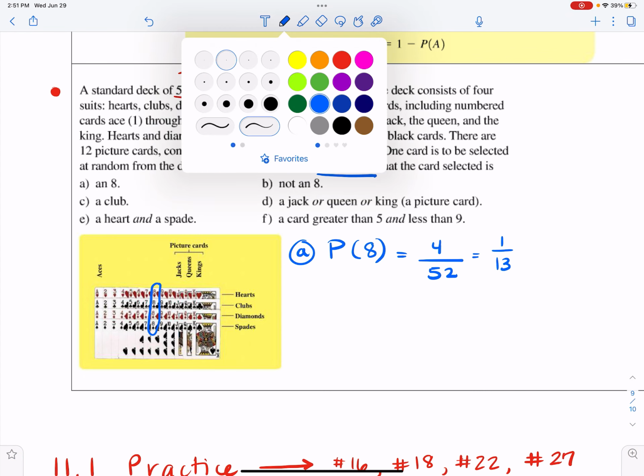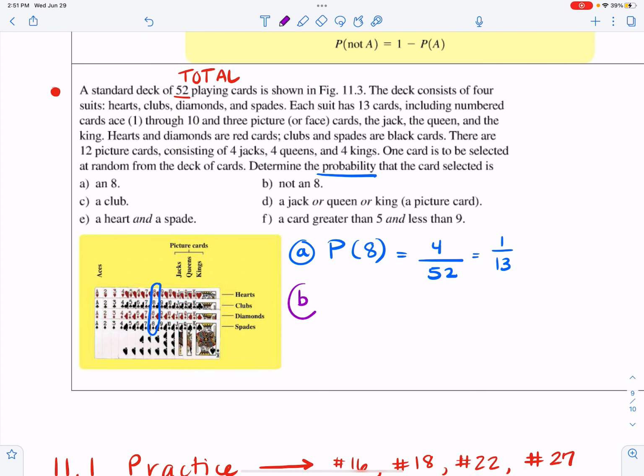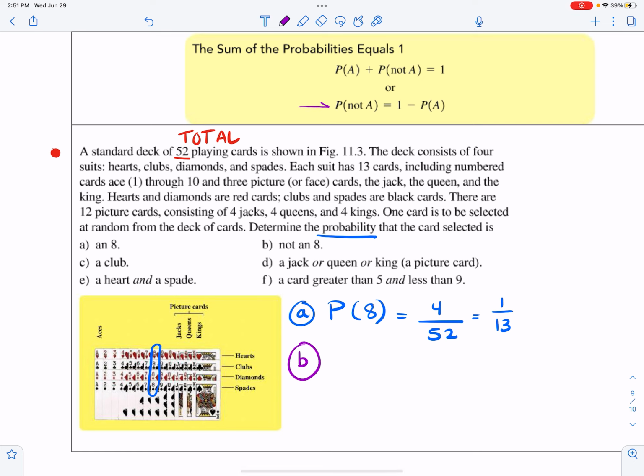All right, now part B here shows you a little special case, and this is something that's also discussed right here. When the word not is in front of an event, this is a lot of times called a complement. What you can do is take the probability of an event and subtract it from 1. So like part B here says, find the probability that I get something that is not an 8. All right, well, when I see that not in front, I can say that's the same thing as 1 minus the probability that what I get is an 8.